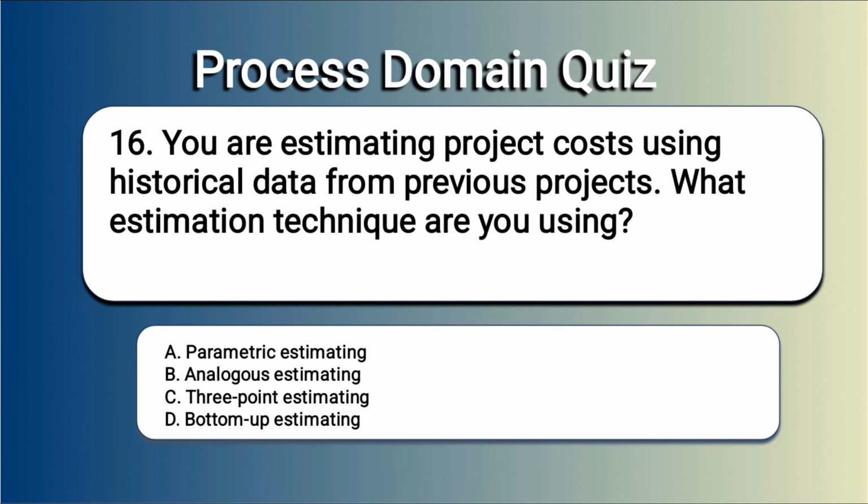(16) You are estimating project costs using historical data from previous projects. What estimation technique are you using? A. Parametric estimating. B. Analogous estimating. C. Three-point estimating. D. Bottom-up estimating.